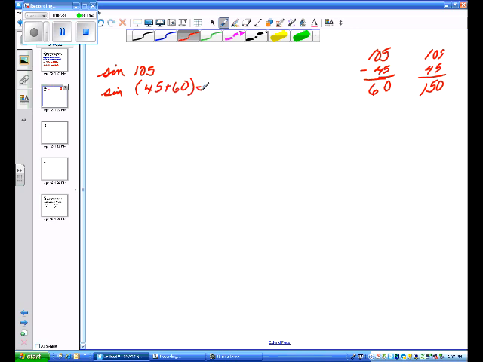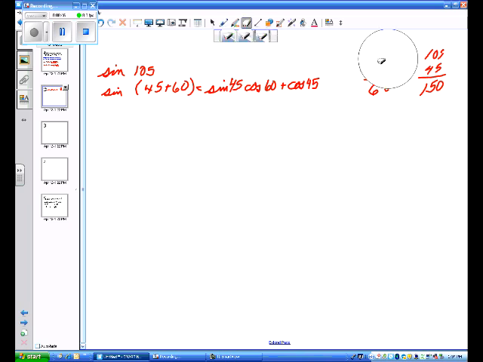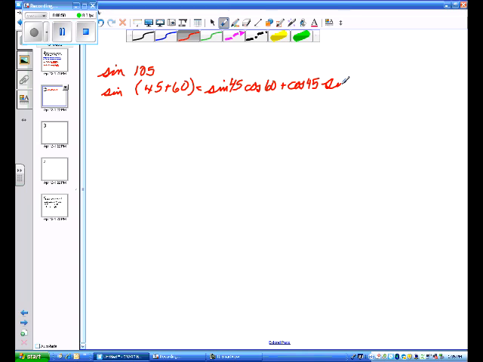Now, if we use our formula, this is the sine of the first, cosine of the second, plus cosine of the first, sine of the second. And we know these values.